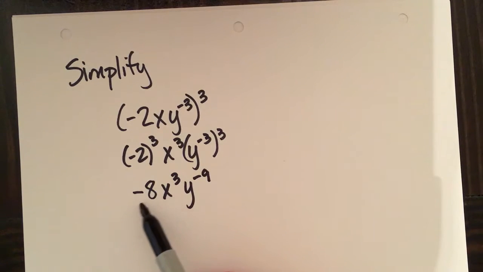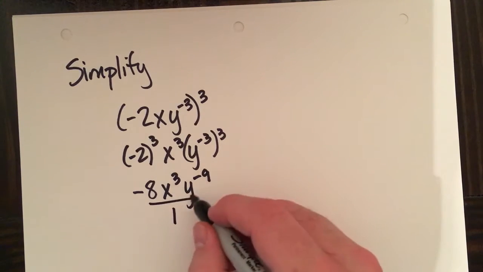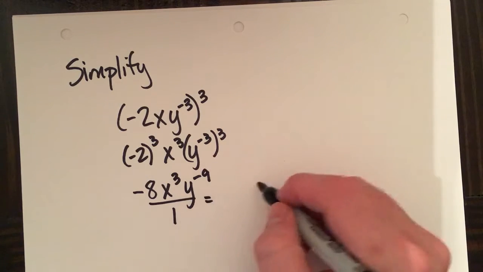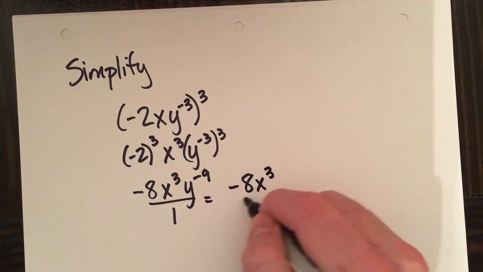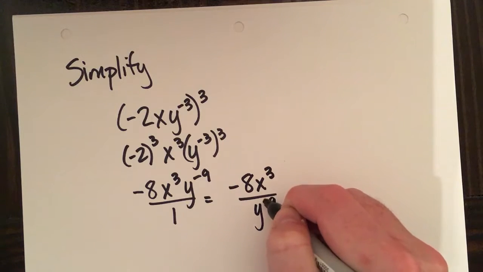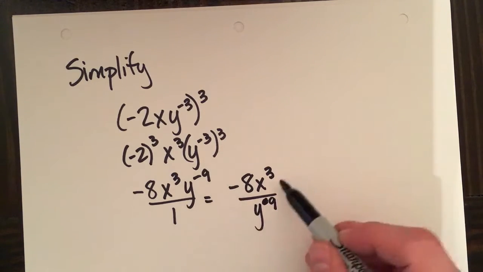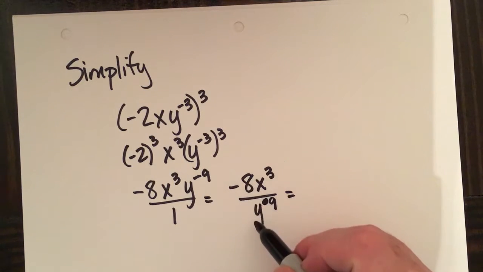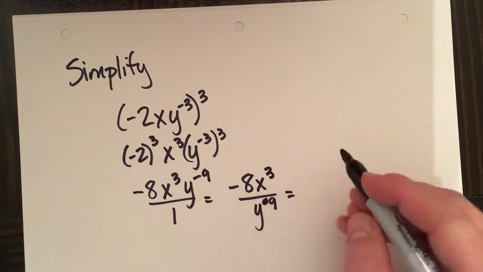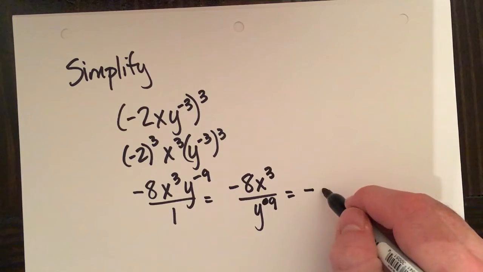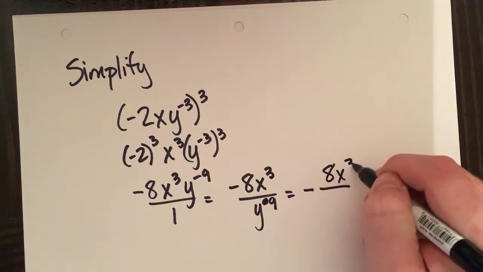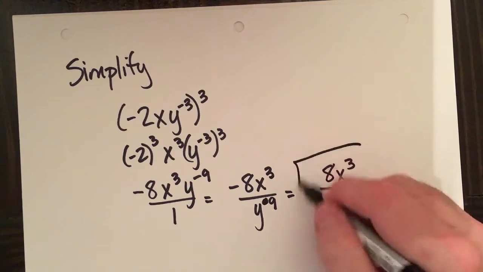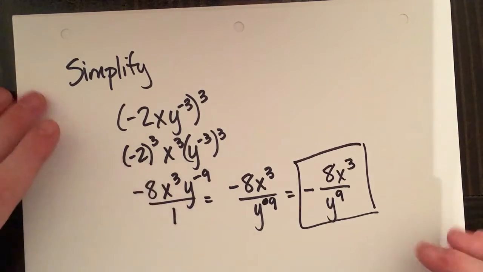Now, a negative number is okay. So negative 8 is fine. It's only negative exponents. So negative 8 stays where it is. Y to the negative 9 on the top moves to the bottom. Actually, y to the negative 9 when you move it to the bottom is y to the positive 9. And the only thing left is when you have a negative on the top, positive on the bottom, negative divided by positive makes the whole fraction negative. So that's negative 8x to the 3rd over y to the 9th. That's your final answer. Okay?